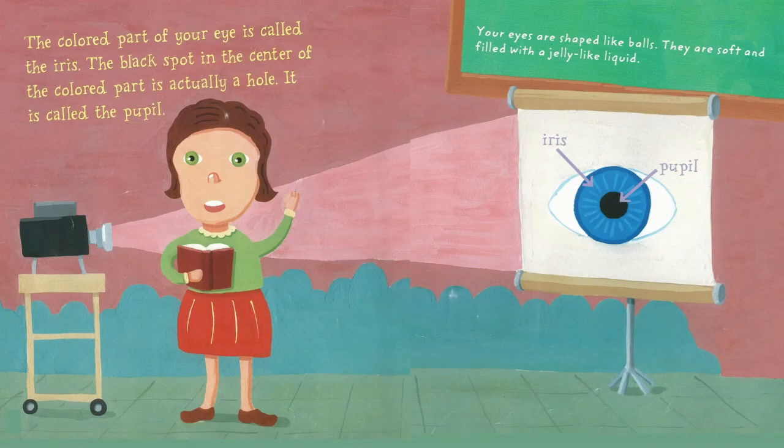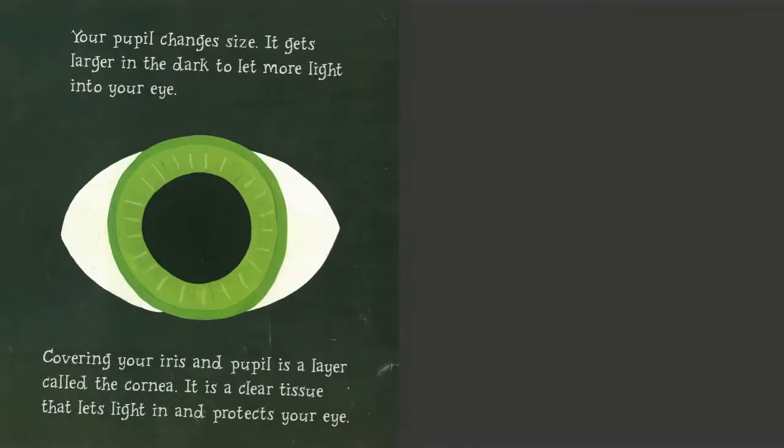The colored part of your eye is called the iris. The black spot in the center of the colored part is actually a hole. It is called the pupil. Your eyes are shaped like balls. They are soft and filled with a jelly-like liquid. Your pupil changes size. It gets larger in the dark to let more light into your eye. Covering your iris and pupil is a layer called the cornea. It is a clear tissue that lets light in and protects your eye.